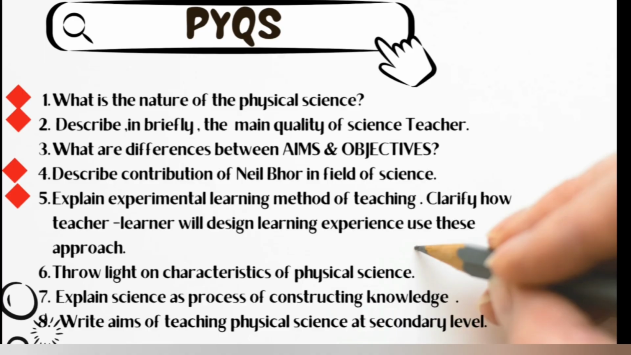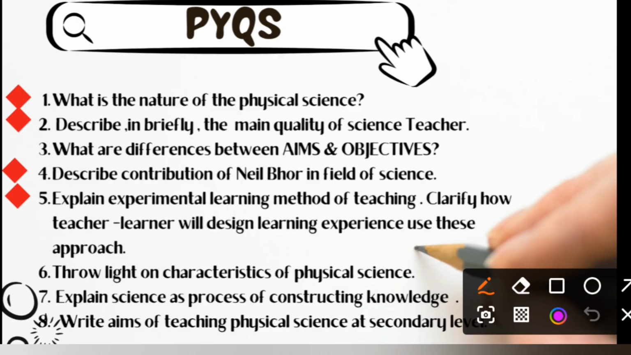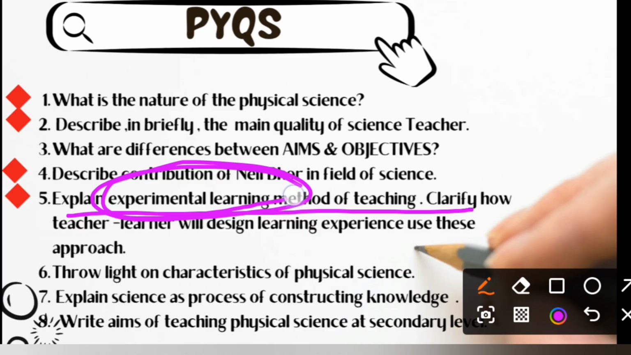Question number 5, explain the experimental learning method of teaching. We all know that science is based on experiments, and here we have to describe how experiments help in science and how the experimental teaching method helps in teaching science. Now the extended question is, clarify how a learner-teacher will design a learning experience using this approach. So basically we have to describe the practical knowledge involved in learning science.